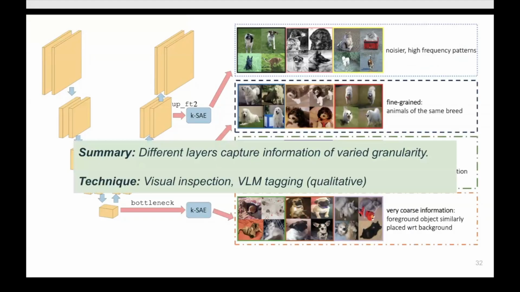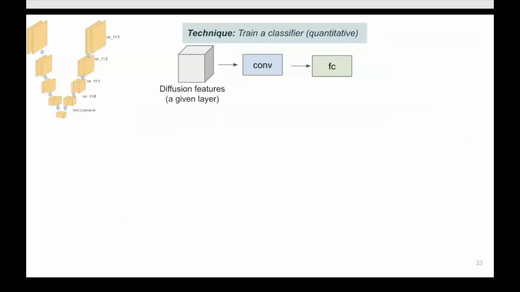So the summary here is that different layers capture information of different granularity. But the technique that we used was visual inspection. We used a VLM, sending it all of these images and asking what common pattern is emerging. So it is okay, but it's still qualitative. We wanted to make this more concrete, more quantitative. Going back, we talked about two ways of interpreting the model: one is using it as representation learners, and the other is post hoc. We treated KSAE as a post hoc way of explaining.